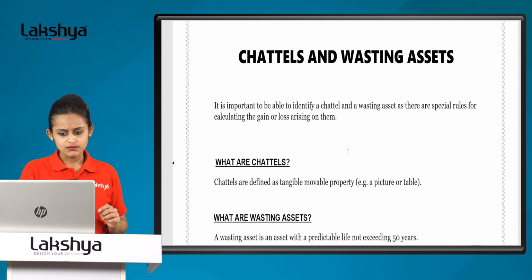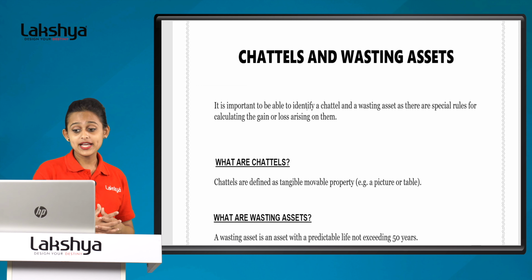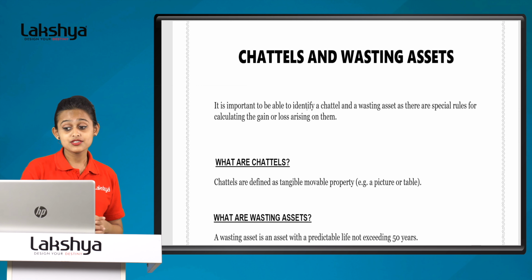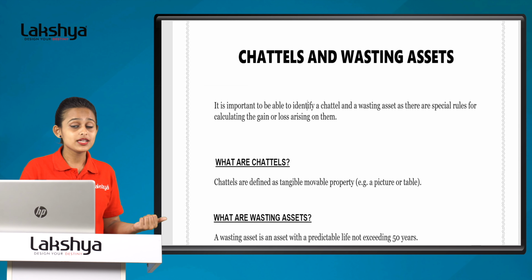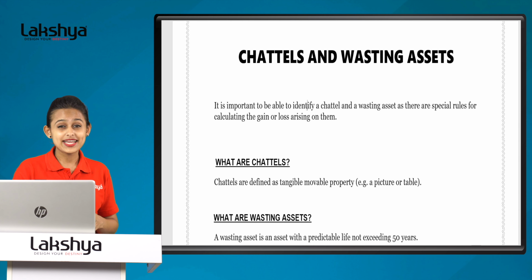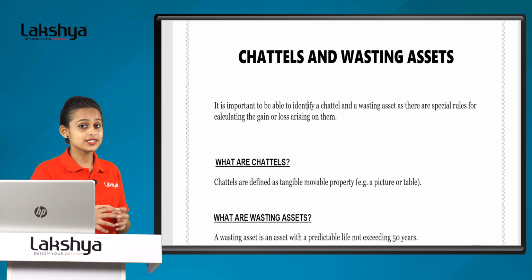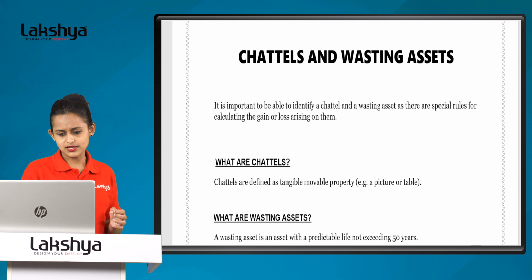Alright. Now, it says there, it is important to be able to identify a chattel and a wasting asset, as there are special rules for calculating the gain or loss arising for them. So all throughout here in part C, we are actually trying to understand how to calculate chargeable gains, okay? And here we are going to consider the case of chattels and wasting assets. So let's see what chattels is.